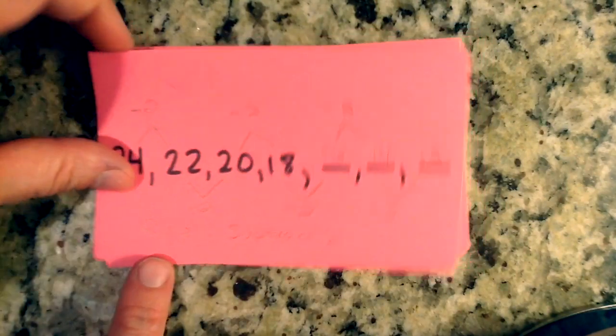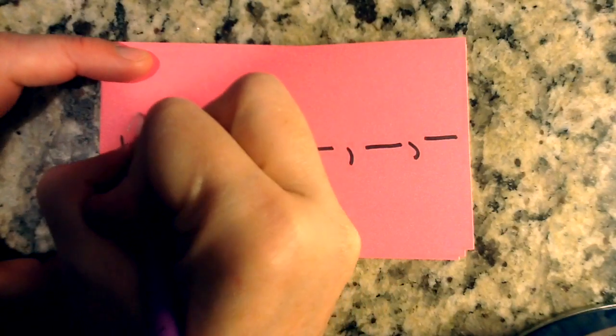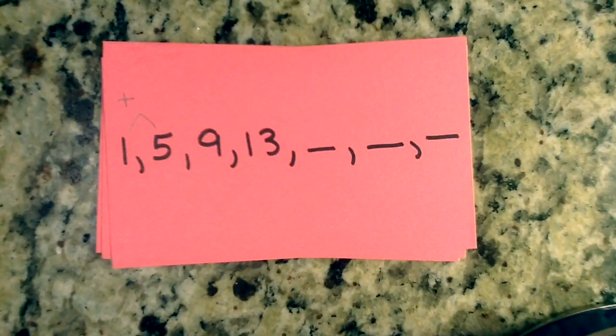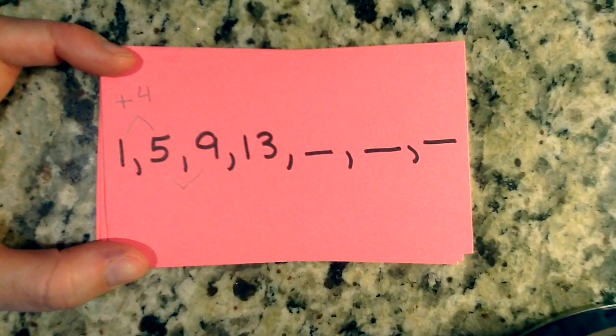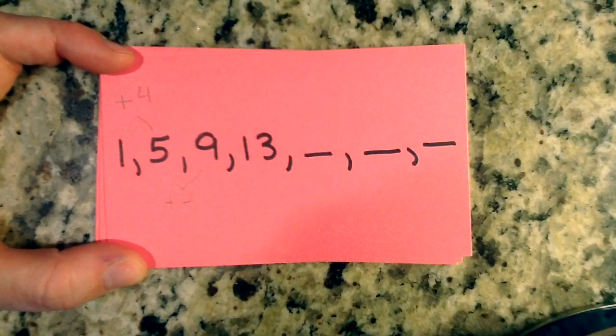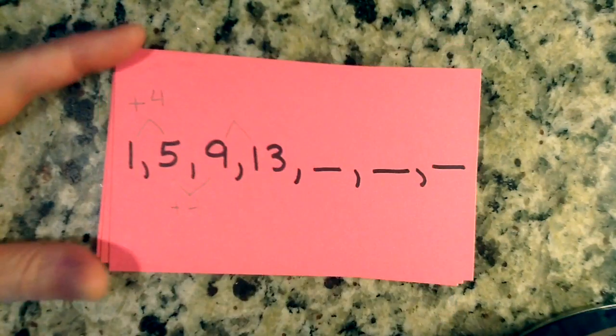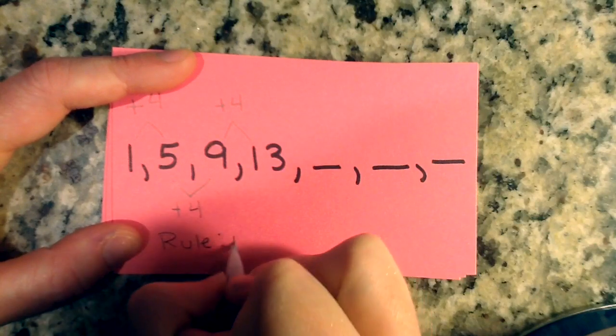Let's try another one. All right, now I'm looking at this pattern and I see that the numbers are getting bigger. So I'm going to do addition. If I count 1, 2, 3, 4, 5, there I'm adding 4. So now let's think of this one. 5, 6, 7, 8, 9. Again, that's add 4. Let's check and see if this one's add 4. 9, 10, 11, 12, 13. Yep, add 4. So I know that in this one, my rule is add 4.